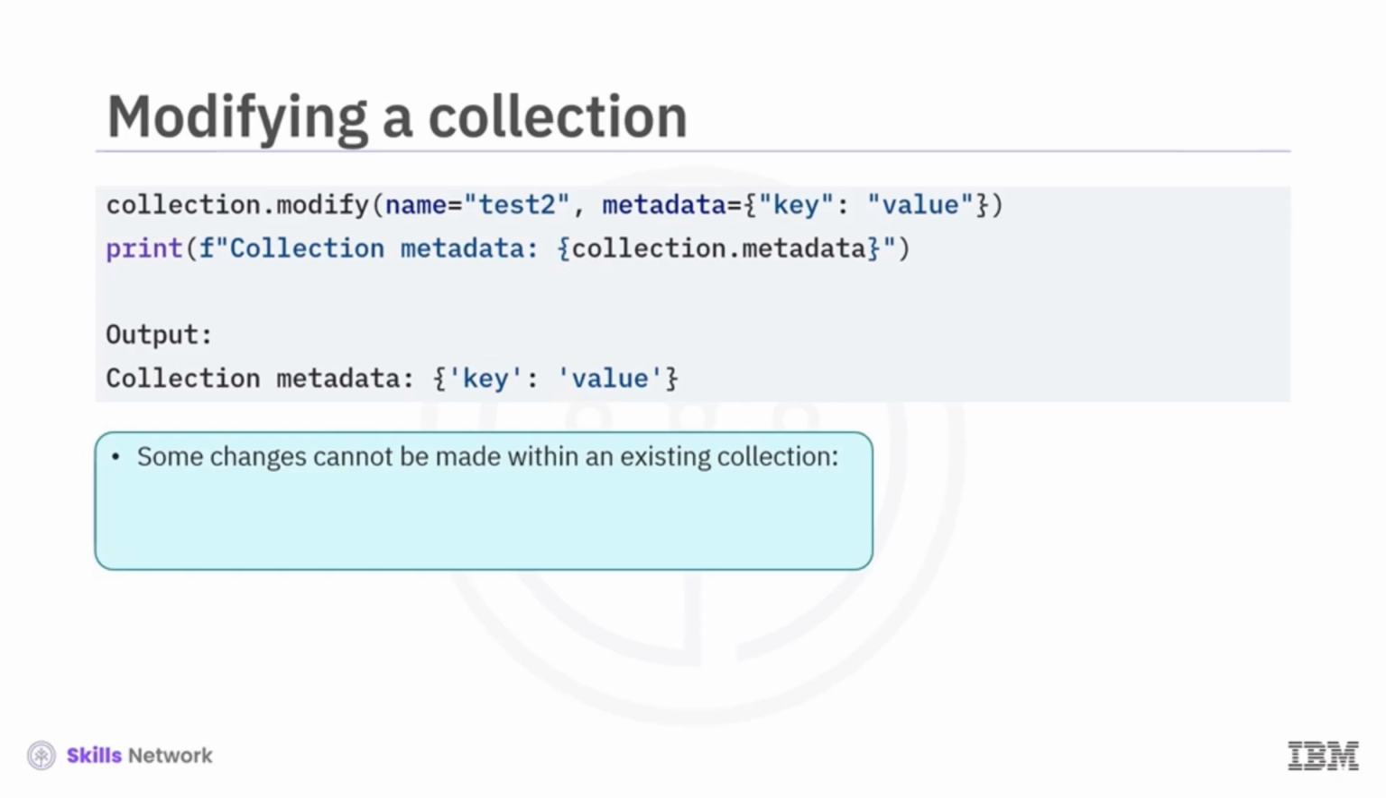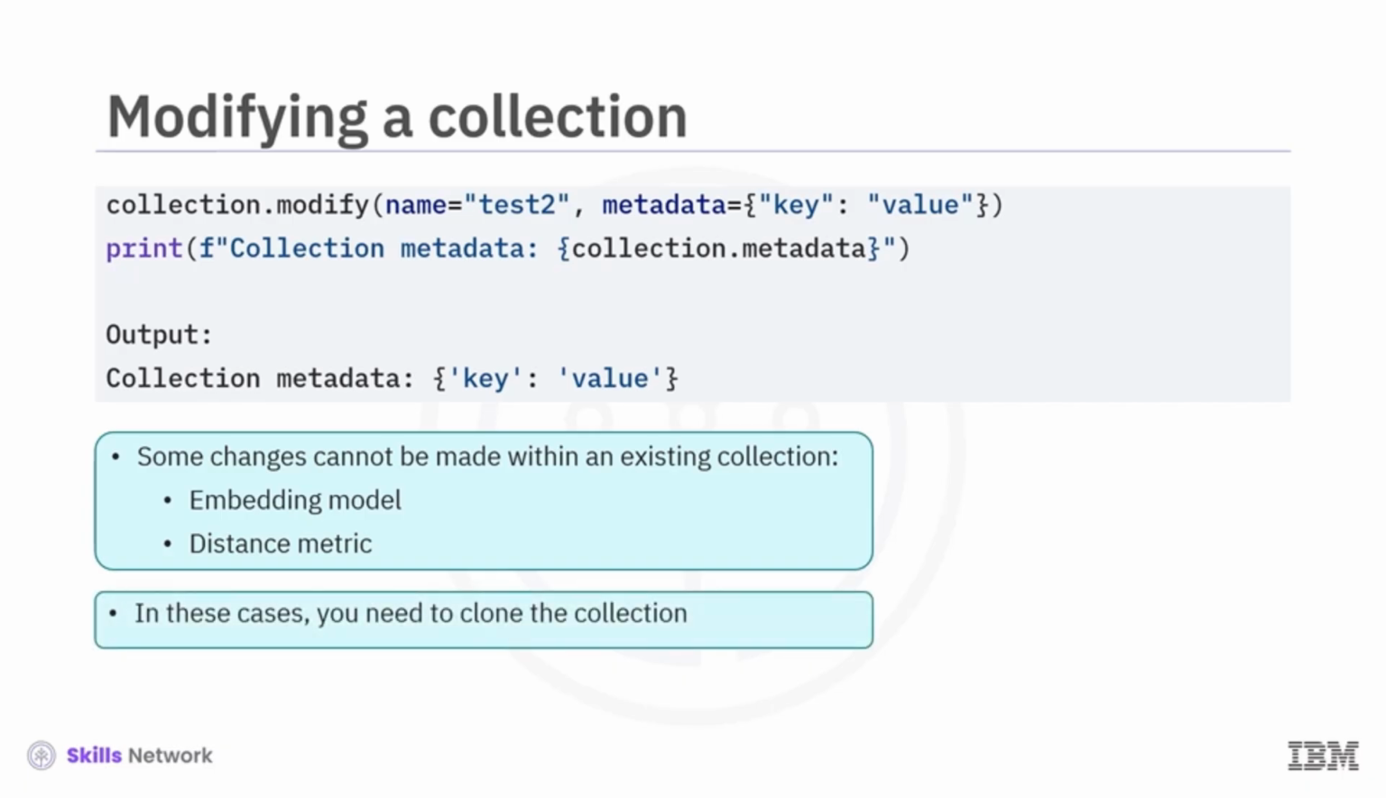Please note that certain changes, such as modifying the embedding model or distance metric, cannot be made with an existing collection. To apply these changes, you need to clone the collection, which can be an expensive operation computationally if you have a substantial amount of data stored in your collection.